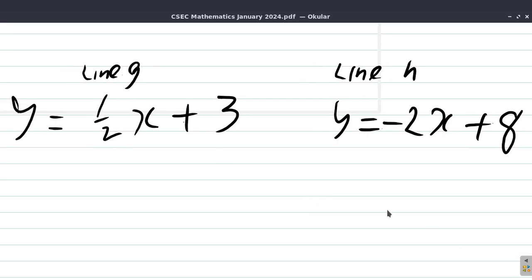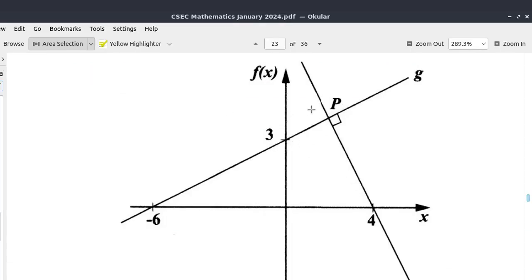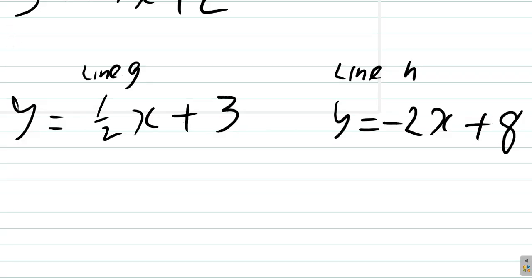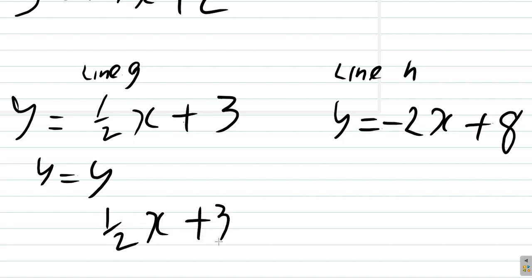Now, at this point the y's are the same. So you can say that y equals y. But the thing is, what about the x's? x will be equal to x2, you know. But guess what? What you have is y equals half x plus 3 and y equals negative 2x plus 8. So if y equals y, what happens? Then half x plus 3 must be equal to negative 2x plus 8. Alright?